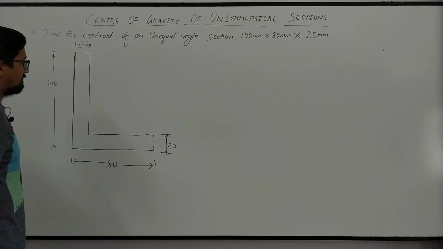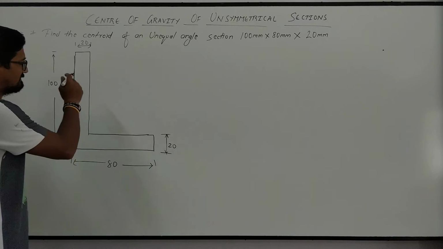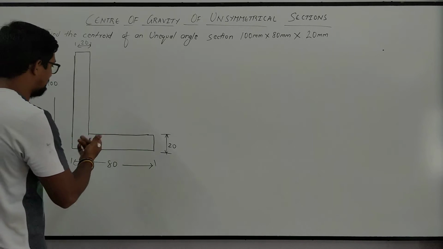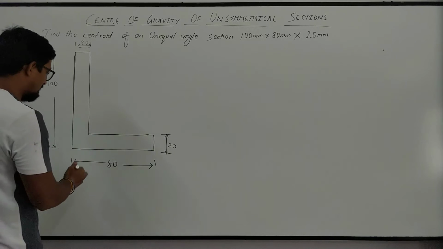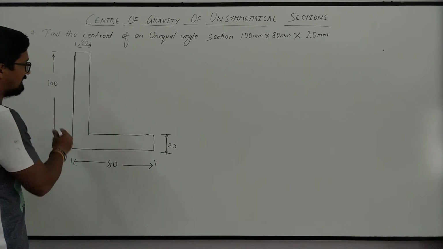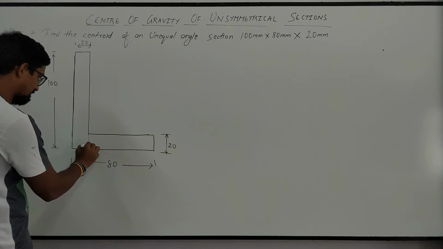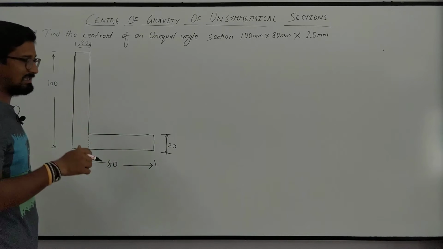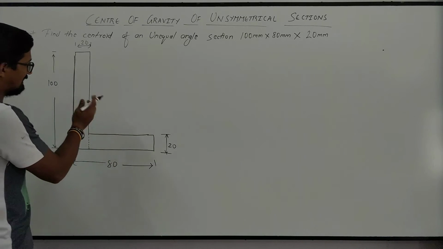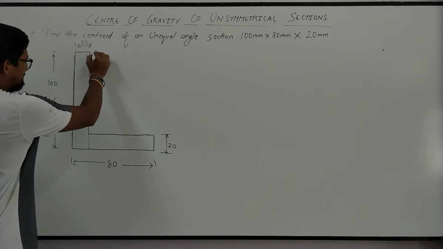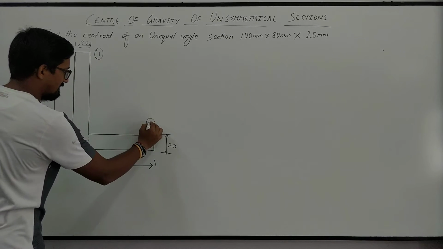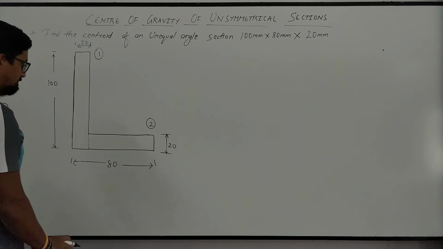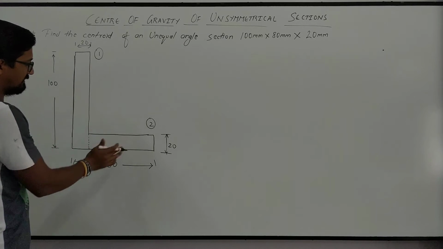The dimensions are given as follows. So we have to find the CG or the centroid for this section. As in the last problem, we will do the same thing here. We will divide this figure into two sections. Earlier there was a T section, so we divided it into two rectangles. Here also it is an unequal angle section, we will divide it into two rectangles. This will be my section 1 and this will be my section 2, correct? So I have divided the figure into two sections.